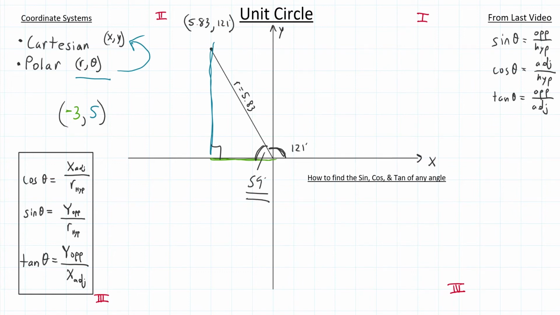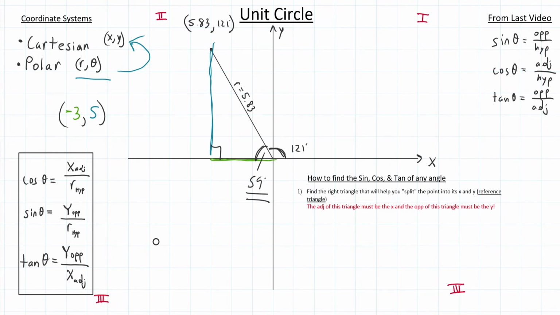This is the triangle that helped us split the point into its y and x. It wasn't a 121 degree right triangle, it was this 59 degree angle of focus right triangle. So this helper triangle is known as the reference triangle. So that was the first step right there. That's our step one. We've got to find the right triangle that will help you split the point into its x and y coordinates, and that's known as the reference triangle.